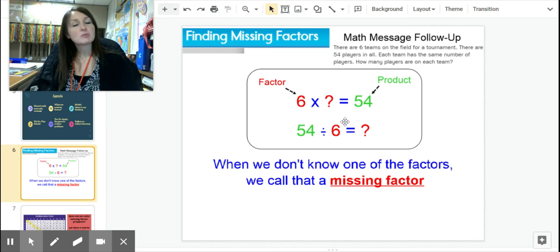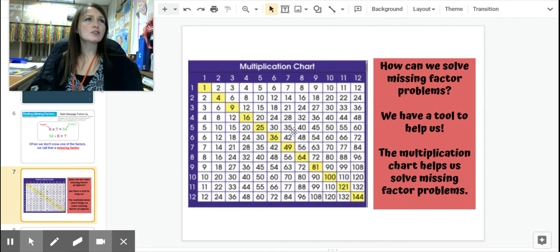And you can take this multiplication problem and turn it into a division problem. You take your total number, 54, divided by the factor that you know, 6, and we're trying to figure out the other missing factor. Okay, they go together. Whatever the missing factor is here is the same missing factor here. And so how can we figure out what the missing factor is?